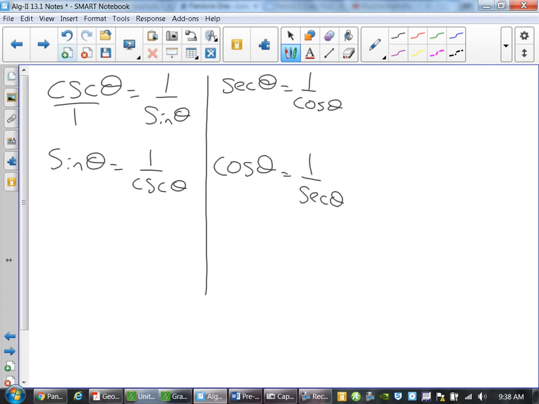Yes, ma'am? Good question. And then the last one with cotangent comes into play more in the second half of trigonometry, but I just want you guys to get the idea of where the inverses come from.